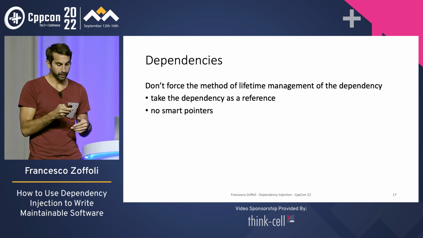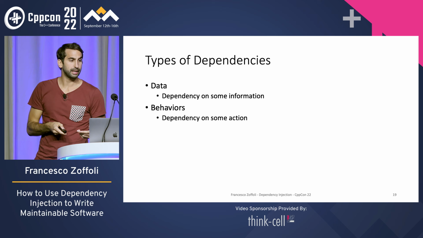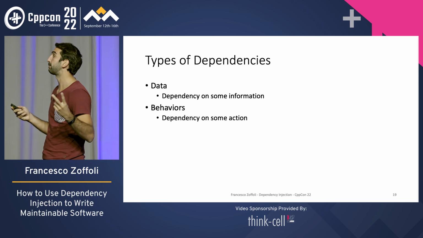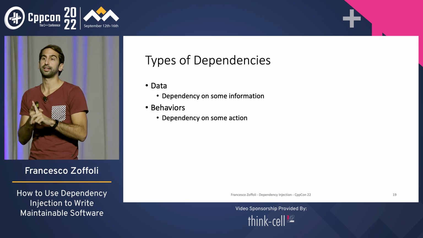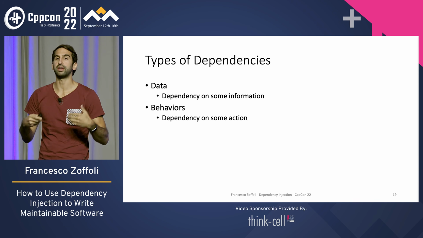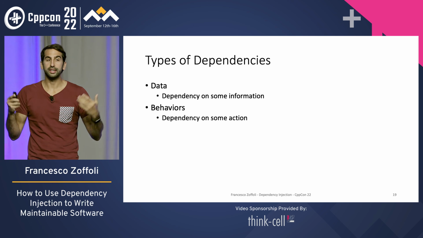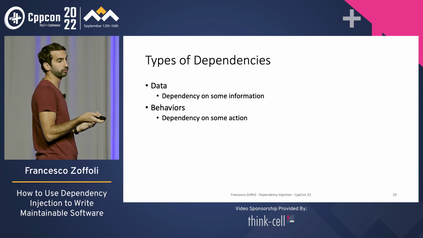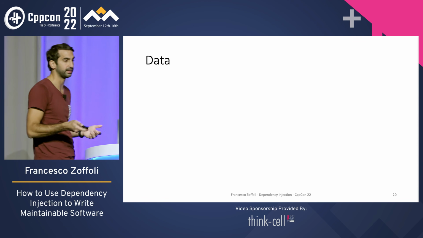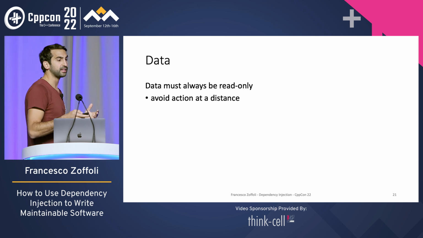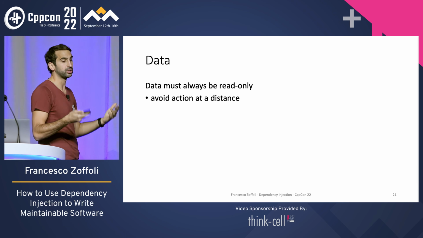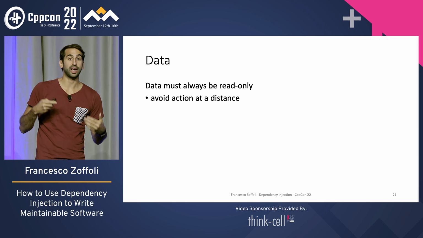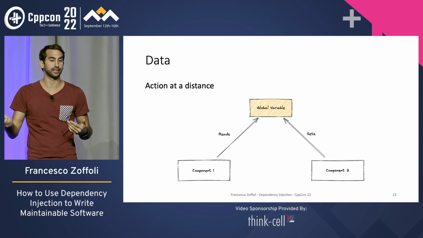And for this, we are going to see the various types of dependencies. We have two different types of dependencies. One is data, and this is when you depend on some information. And the other one is behaviors, and that's when you depend on some action. Let's look at data. So data must always be read-only. And the reason for this is that you want to avoid action at a distance. What is action at a distance?